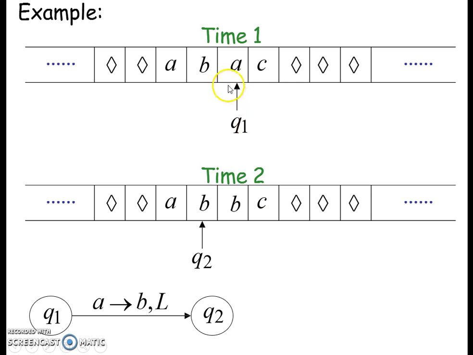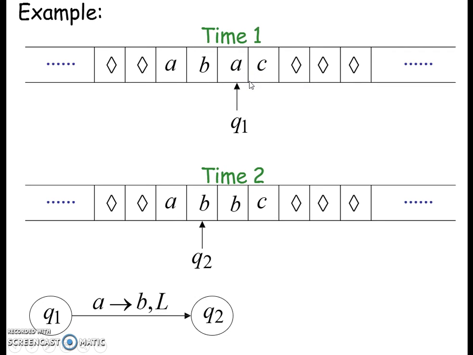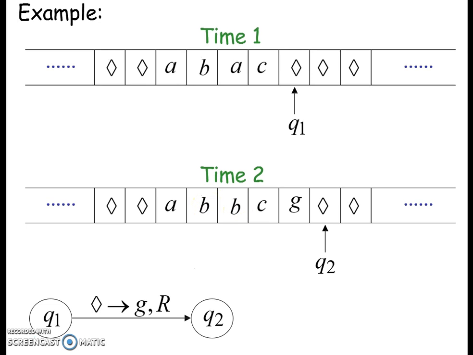Now here is another example. In the string A, B, A and C, the initial state is Q1 and the tape head is pointing to A, and we have the transition function: A is being updated by B and the tape head will shift towards the left. So we can see in time 2 that A is updated to B and the tape head now shifts left and points to B.